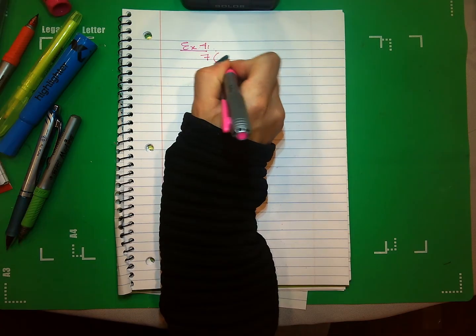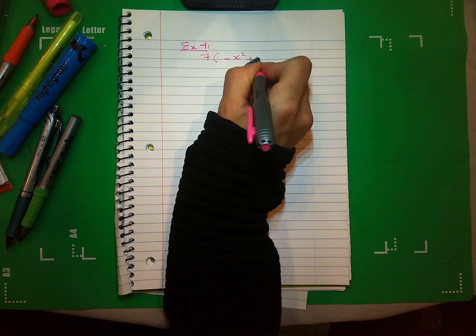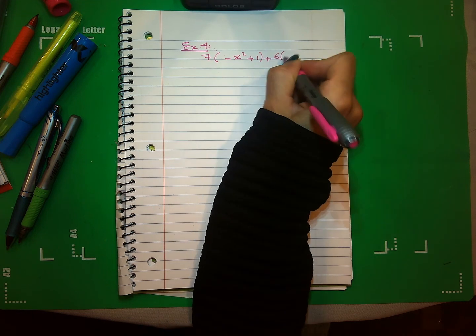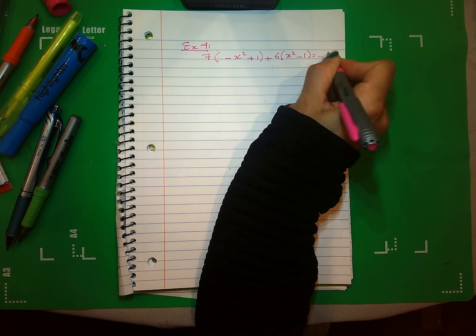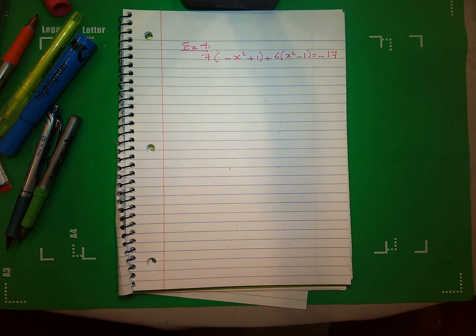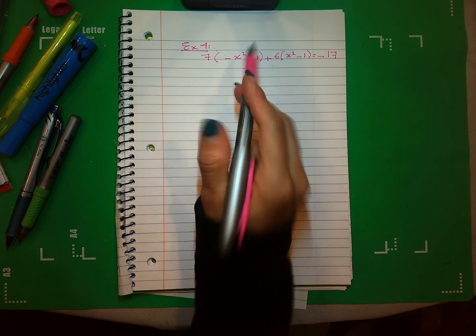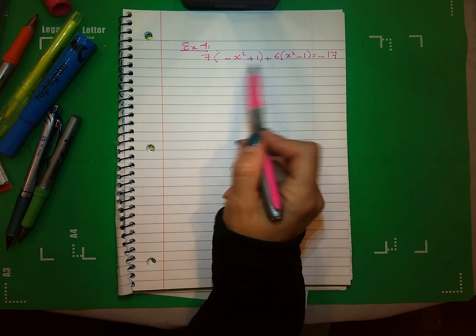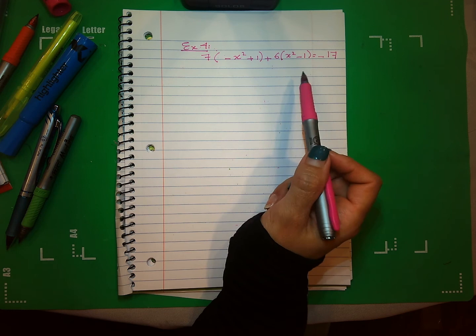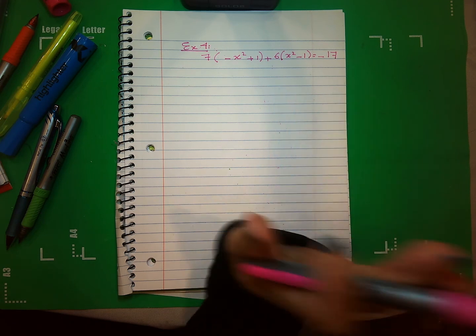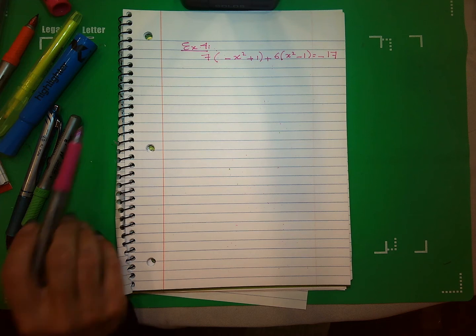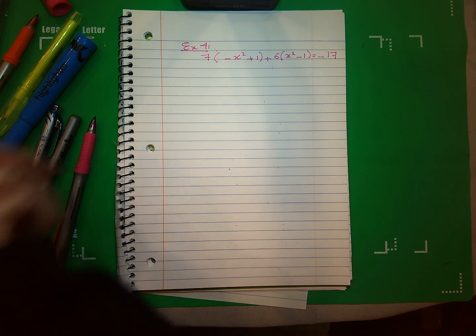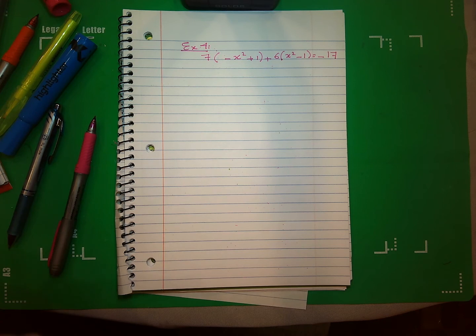Example 4: 7 times negative x squared plus 1, plus 6 times x squared minus 1, equals negative 17. All right, so what are we going to do? First of all, we're going to see if we have any common factor. Well, there is a common factor, and it would be really easy to do it that way. But I don't want to mess you up with so many steps. I'd rather just do it the way that a student might think of applying.